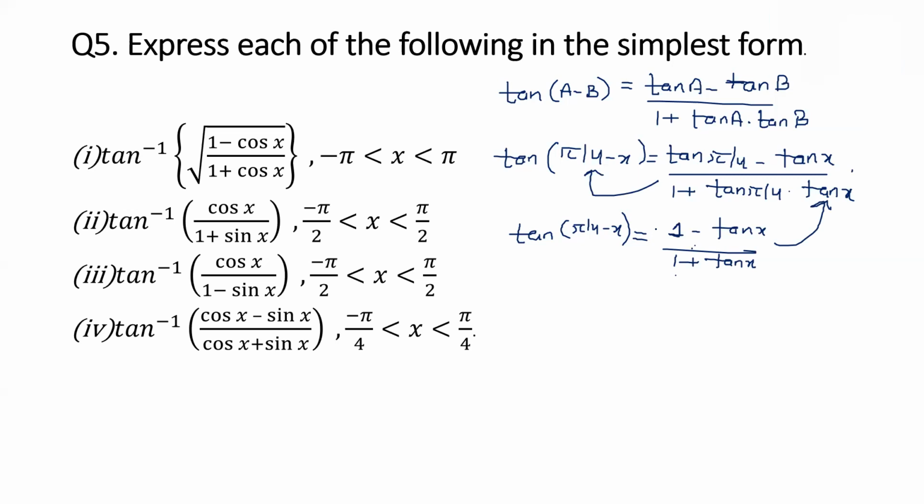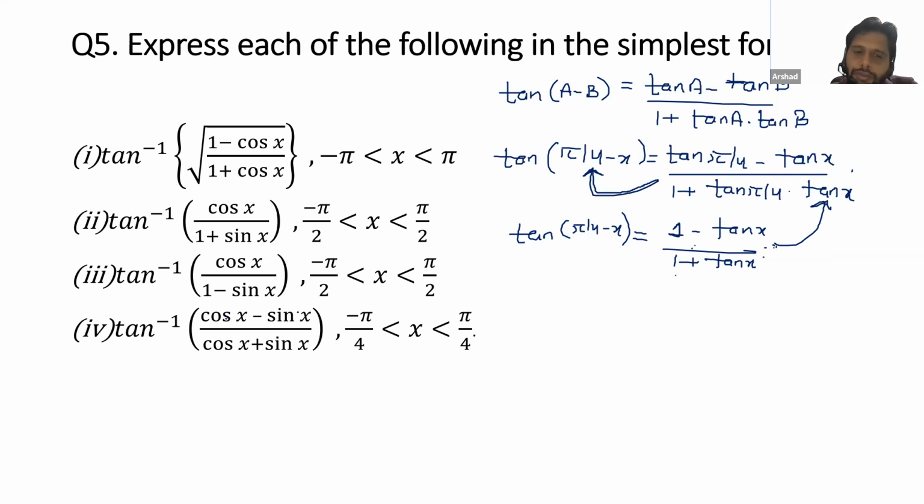Can you repeat again? I'm saying that if we have this value 1 minus tan x by 1 plus tan x, then in place of this we can write this complete value. In place of this, we can write tan of pi by 4 minus x. Is it clear? Yes, sir.